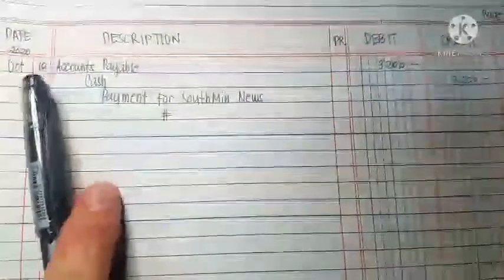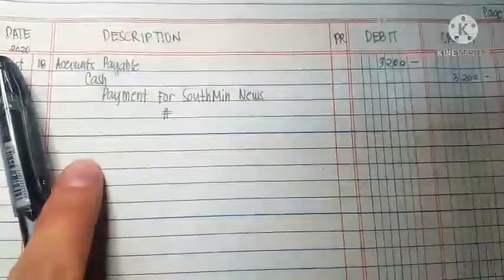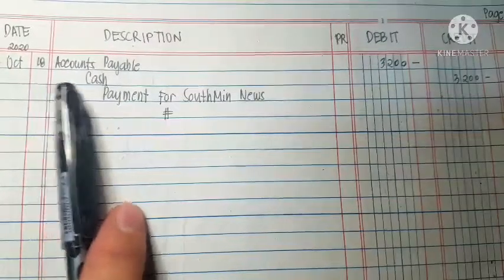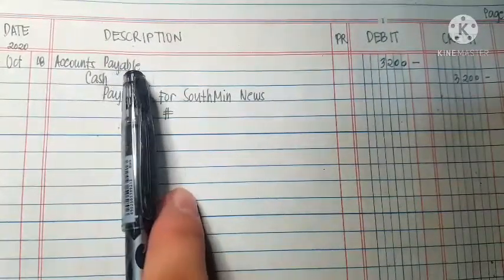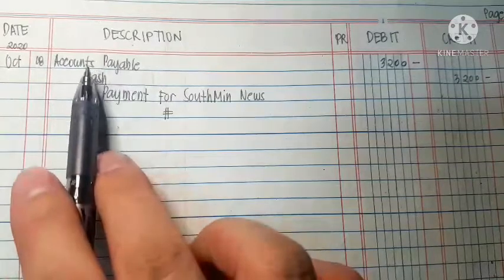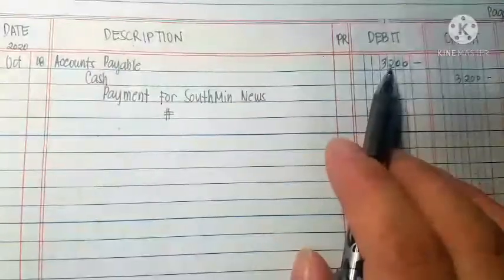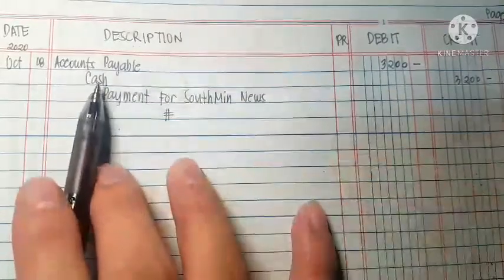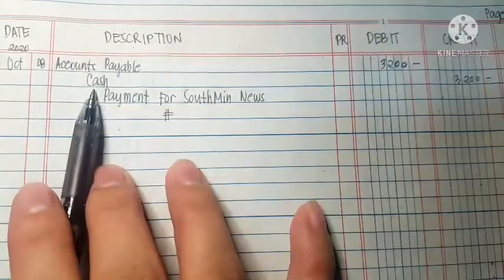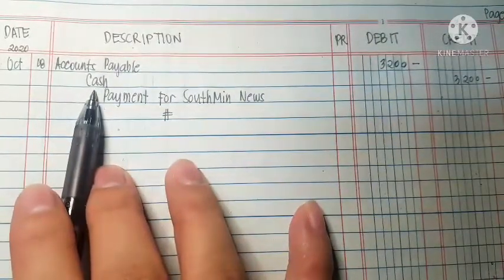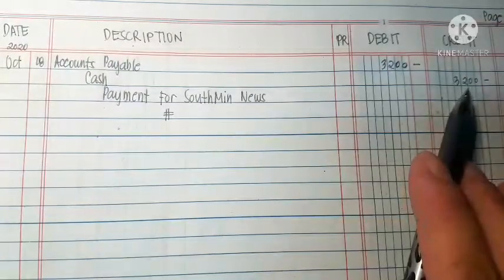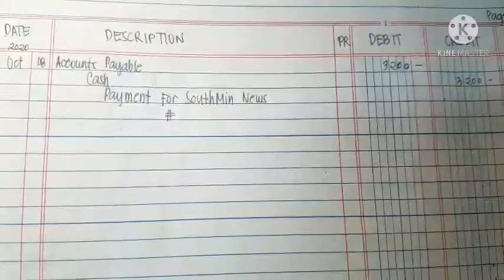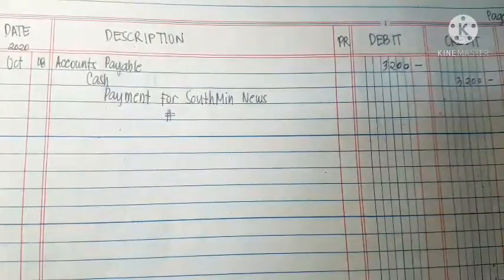On October 18, 2020, there is a decrease in liabilities, particularly accounts payable. So we debit accounts payable for 3,200, and there is a corresponding decrease in assets, particularly cash. So we credit cash for 3,200. Explanation: payment for South Main News.